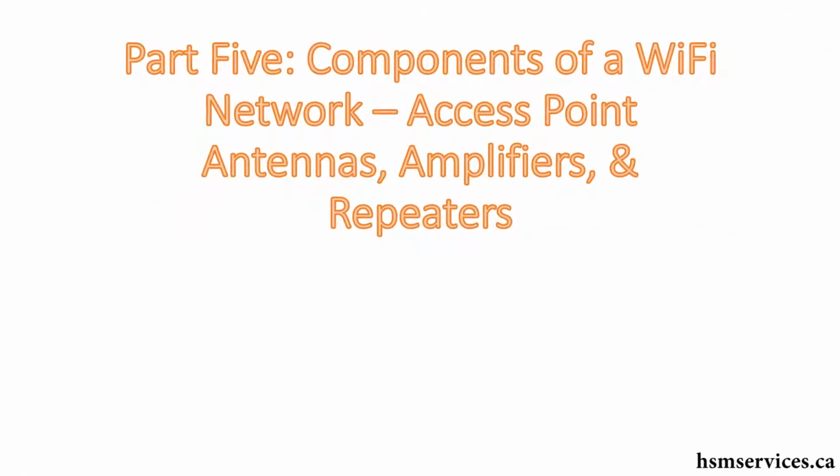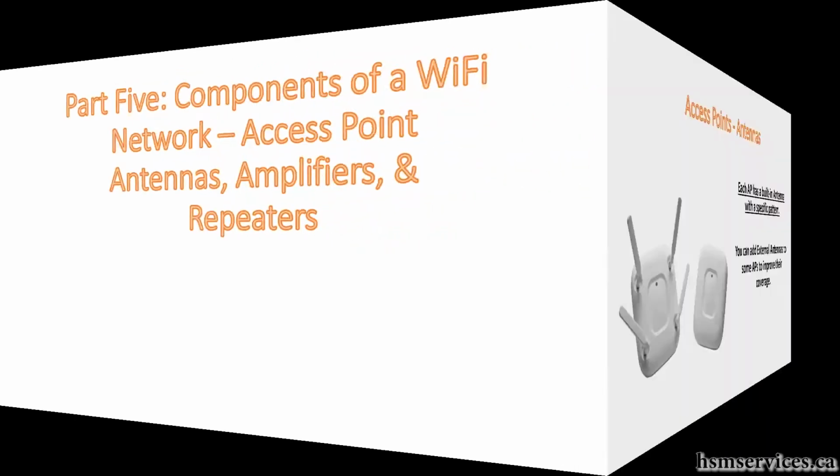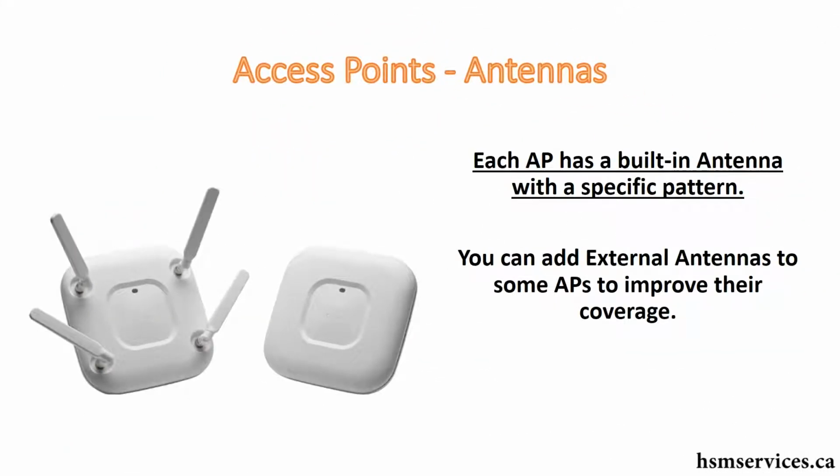So part 5, we're continuing to look at access points, and we're going to look at their access point antennas, amplifiers, and repeaters, and how they work and when you need to use them. So what you need to know is that every AP you buy has an antenna built in, and it has a specific pattern to it. And you can add external antennas to some APs to improve or change the direction of the coverage.